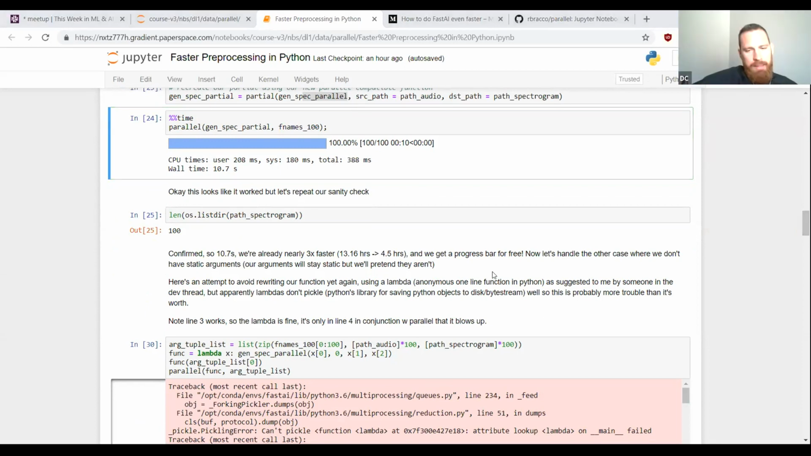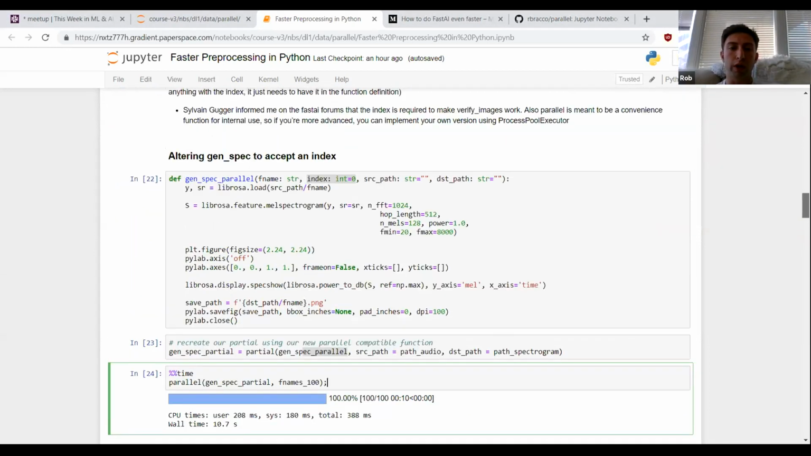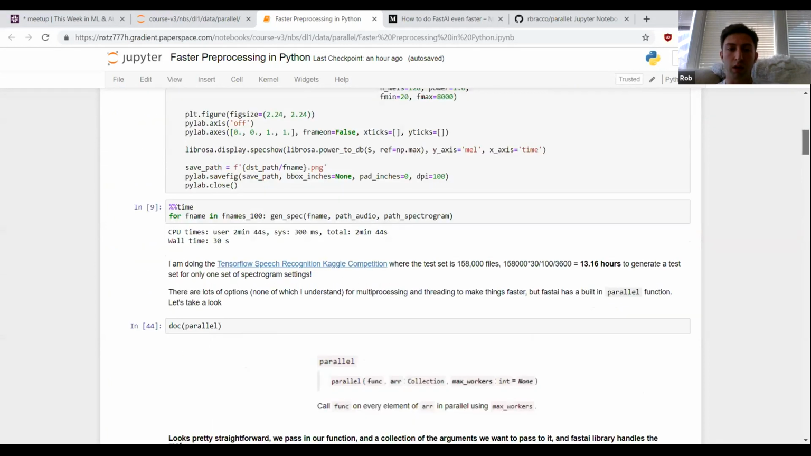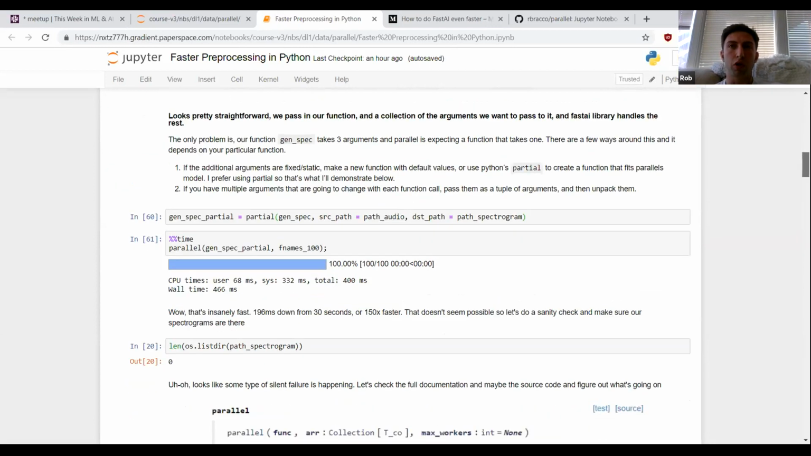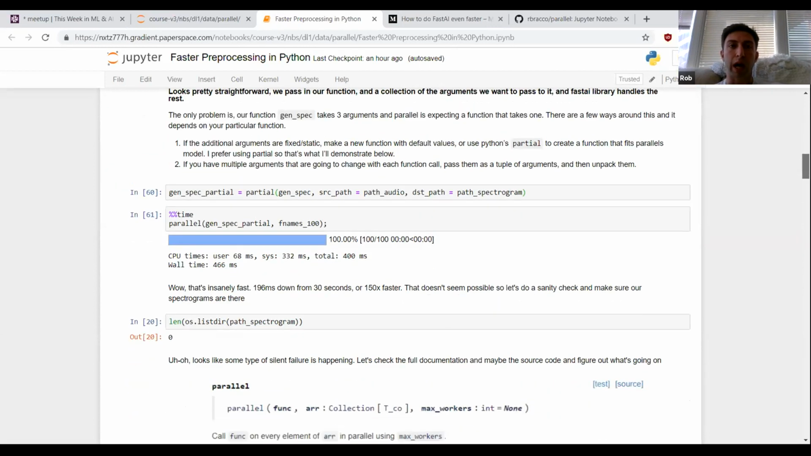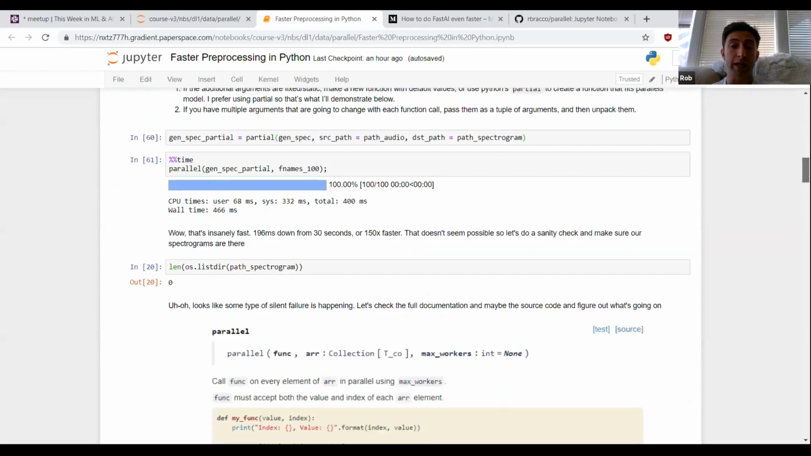Could you go over exactly what a partial is one more time? Yeah, absolutely. So a partial is, let me see. I don't think you can get dot partial on here. A partial is something I was first introduced to in part 1 of Fast.ai. So I don't have a ton of experience with it, but what it essentially does is fills in arguments to your function.